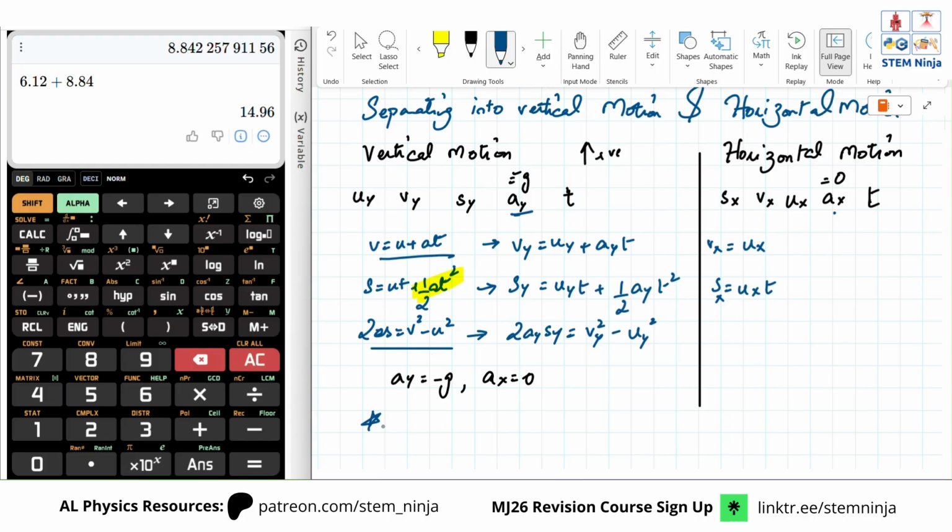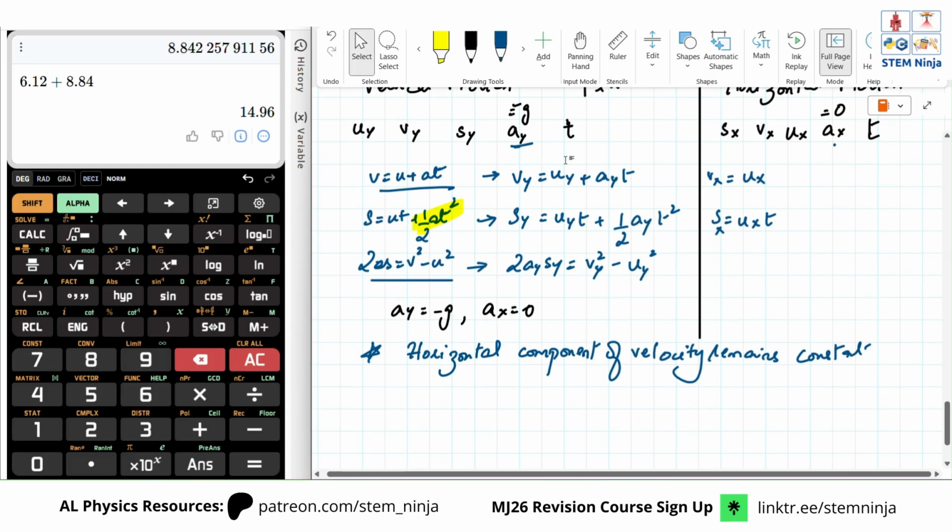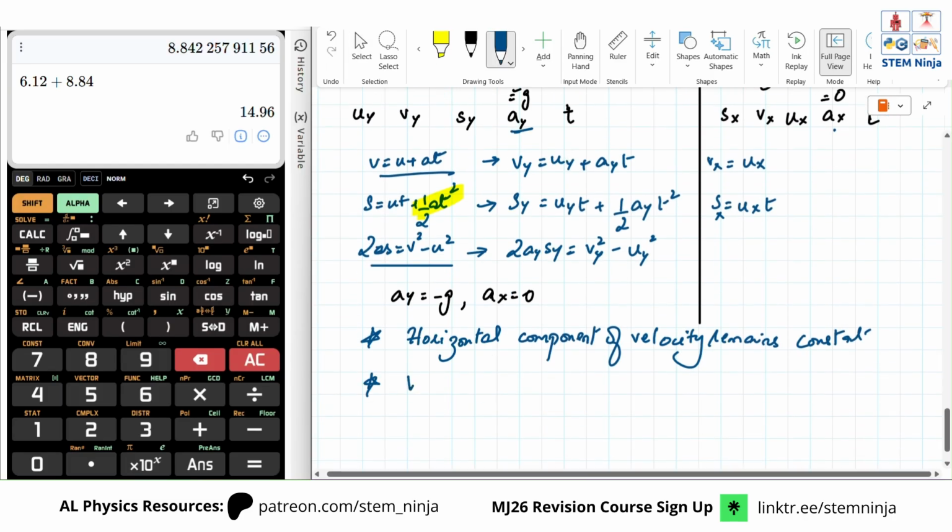So an important point to notice over here: the horizontal component of velocity remains constant, and the vertical component of velocity undergoes acceleration.